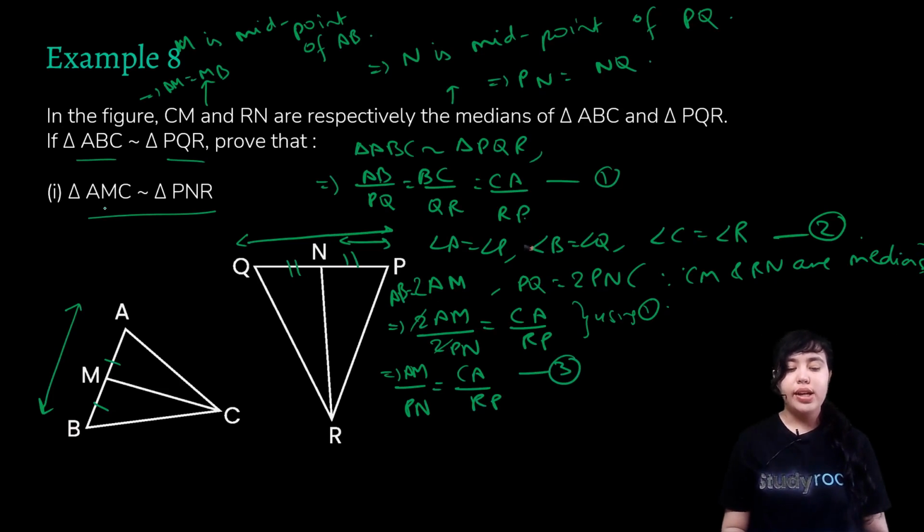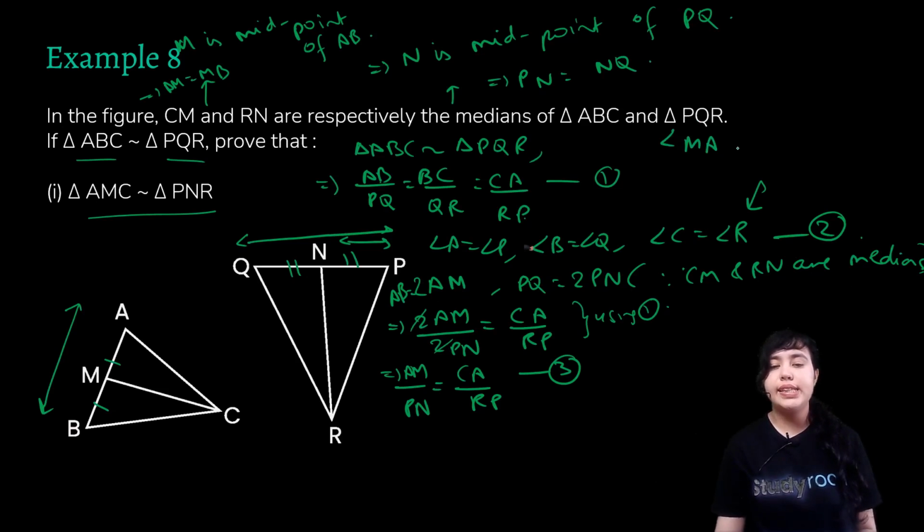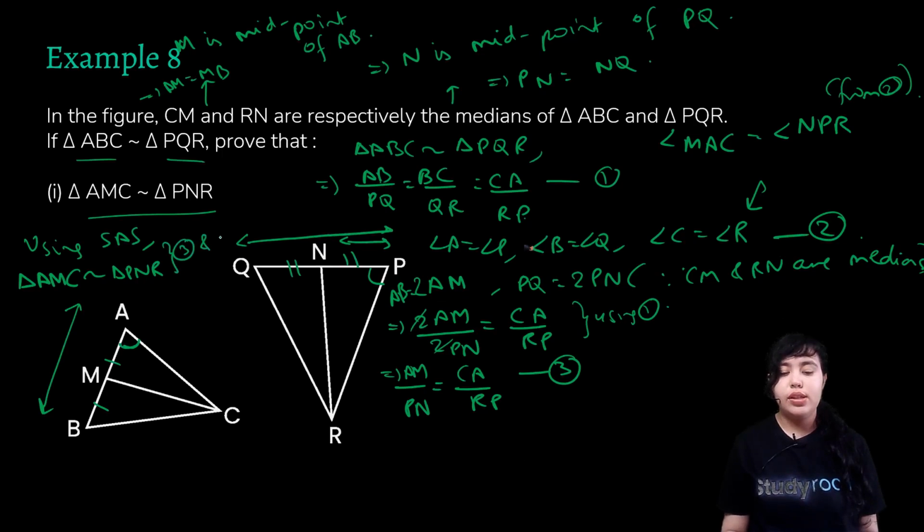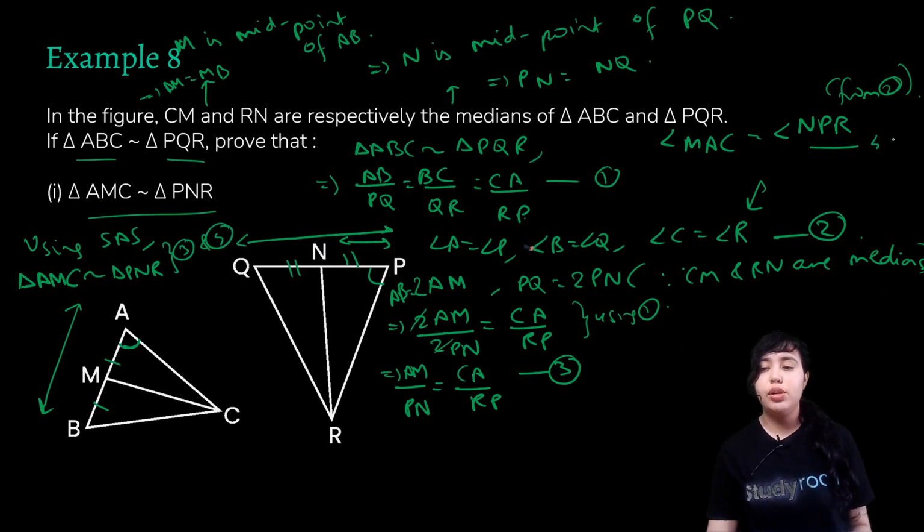Then we know that from this second equation, considering the equality of corresponding angles, I can say that angle MAC, this particular angle, will be equal to angle P, which is now being called angle NPR. We are getting this from the second equation. So now using the side angle side similarity criterion, I can say that triangle AMC is similar to triangle PNR. We're getting this from equation number 3 and equation number 4. You can call this equation number 4 over here.